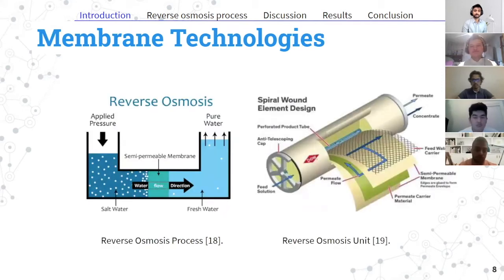Of the two methods, membrane technologies are more favored and are most in use in desalination plants. The different techniques of this technology are reverse osmosis, which is what we're going to be focusing on today, and electrodialysis and ultrafiltration, which are less relevant technologies.